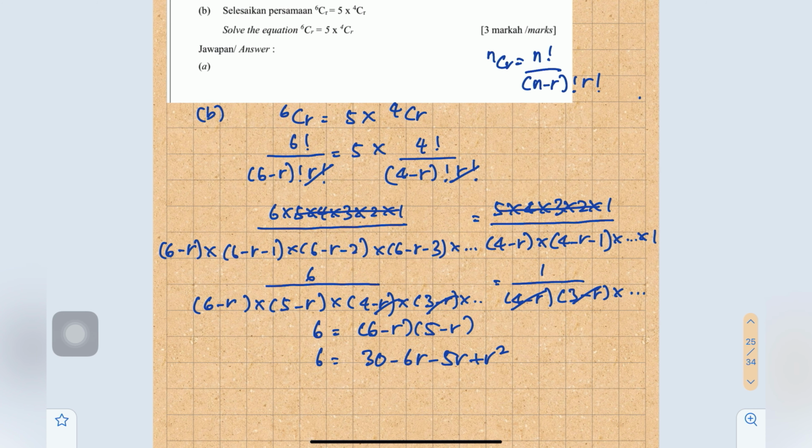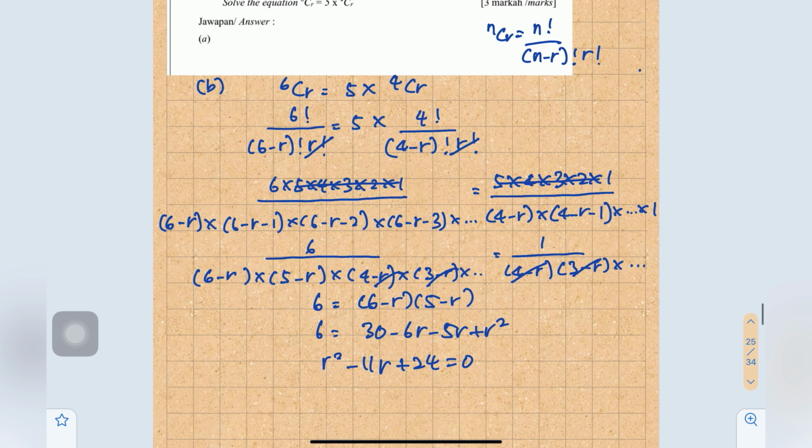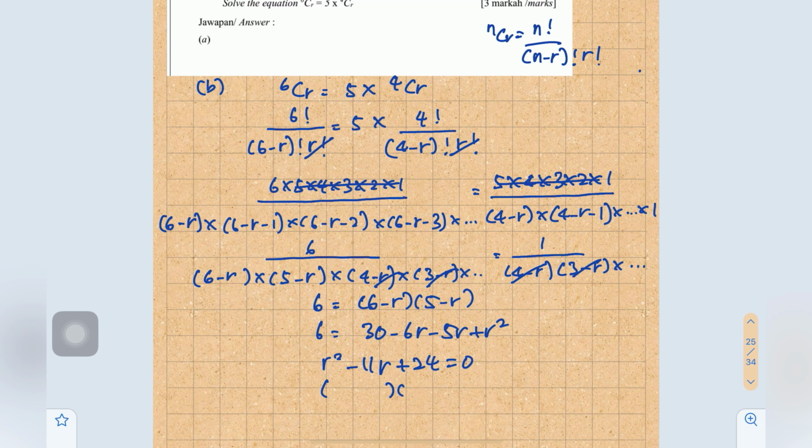So kita simplify lah. Nanti kita akan dapat R squared minus 11R plus 30 minus 6 is 24, equals to 0. So ni quadratic kita boleh factorize. Okay, R minus 24 ni is 3 and 8.